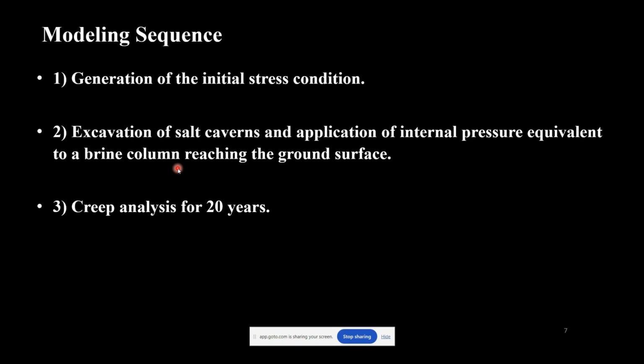And then after simulating the dissolution of all salt caverns at the same time, I let the model deform for a given time, 20 years or more. Then it's just the creep analysis.